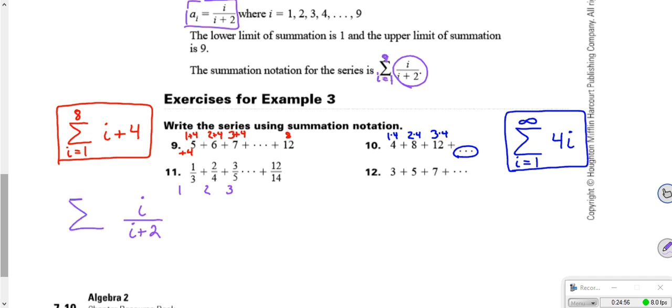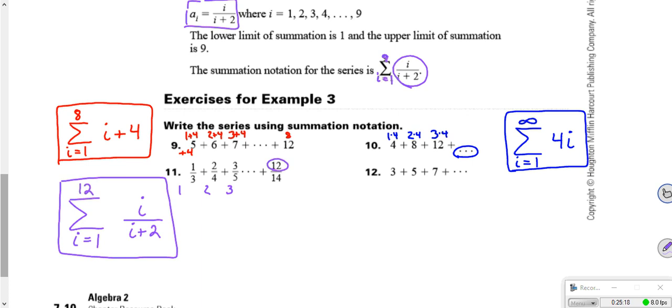Now, summation notation, got to write the sigma. My i is going to start with 1, but where does my i end? Well, if my i is my top number, then obviously my fraction ends here with 12. So I'm going to go from 1 to 12. My lower limit is a 1, upper limit is 12, and I've got the rule beside the sigma.